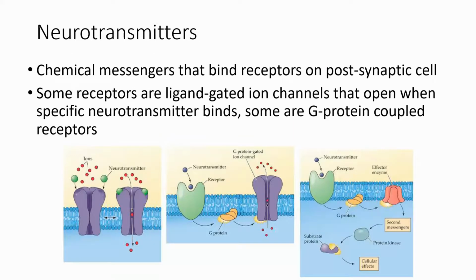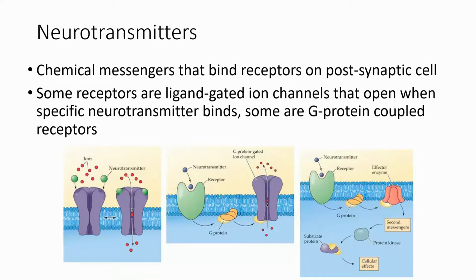There are a lot of different chemicals that can act as neurotransmitters, and the receptors they act on can be different as well. Some of them are just straight up ion channels. As soon as a neurotransmitter binds, they open up, let some sodium come in. Others are actually G protein coupled receptors, so they can set off other signals.